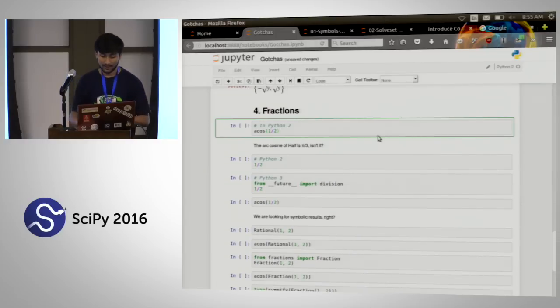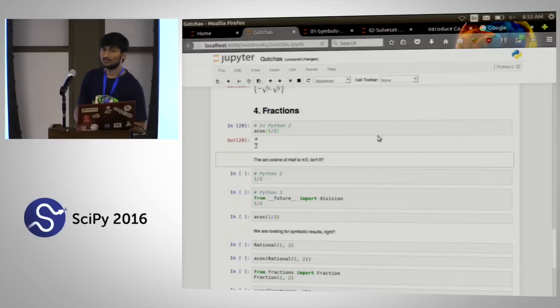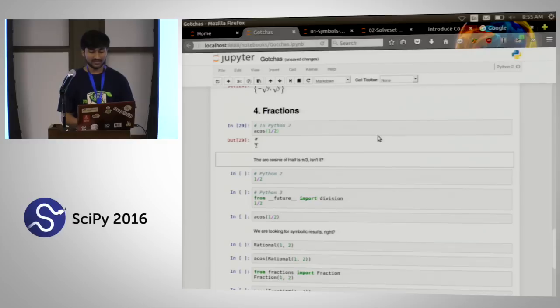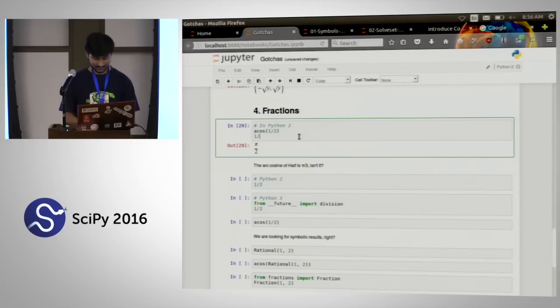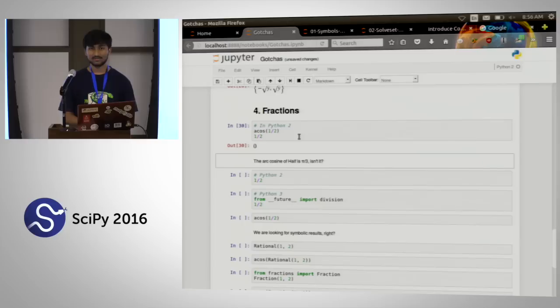So acos of 1 by 2 gives you pi by 2. But acos of 1 by 2 is basically pi by 3, so it's giving you pi by 2. Do you know why? Yeah, exactly. So 1 by 2 is basically 0 in Python 2. So acos of 0 would be exactly pi by 2.